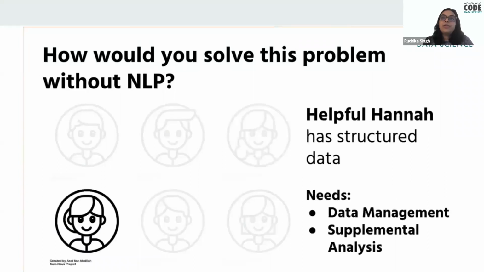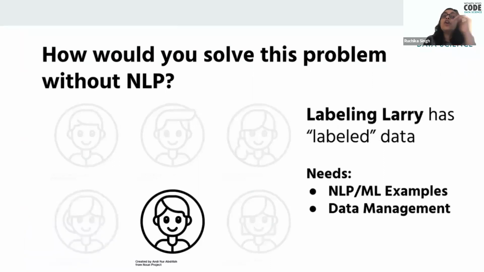Now, there are some people who have structured data. They have information in tables, numbers, but they are looking for supplemental information through text data. So you are then supporting them through some kind of supplemental analysis. That's another aspect of doing NLP in combination with structured information. There are a lot of people who come with labeled data, saying, I have labeled it into these four buckets, and now I want to predict these labels. How can I do it? So then again, this person probably needs some more NLP and machine learning examples of how to do it and how we can go about it.